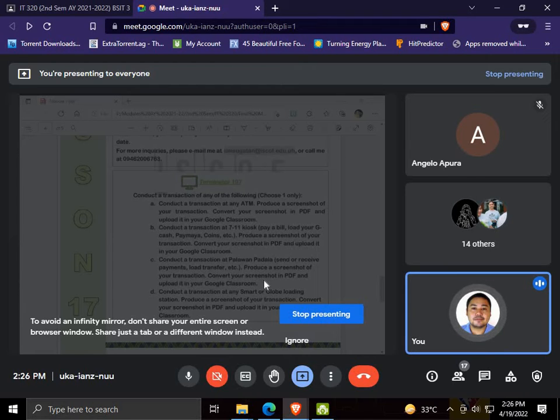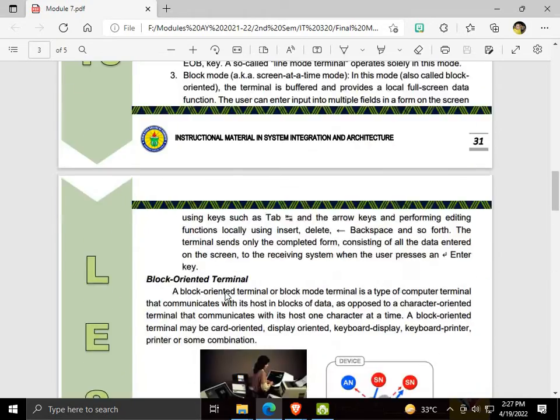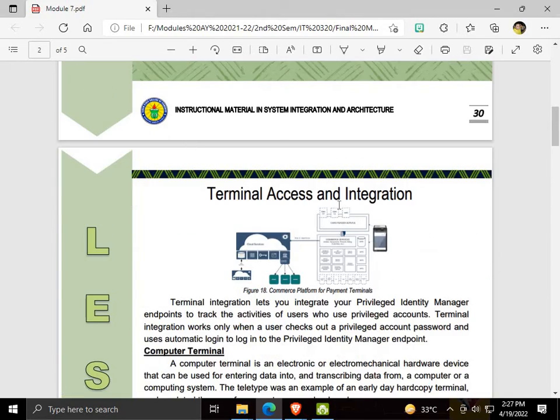So again, to summarize, you need to conduct only one transaction, any of the transactions you want to do. Whichever is more convenient for you, either you transact on an ATM, conduct a transaction at 7-Eleven, letter C, conduct a transaction at Palawan Padala, or conduct a transaction at any Smart or Globe loading station. So take note, our activity is related to our topic, which is terminal access and integration for this week.